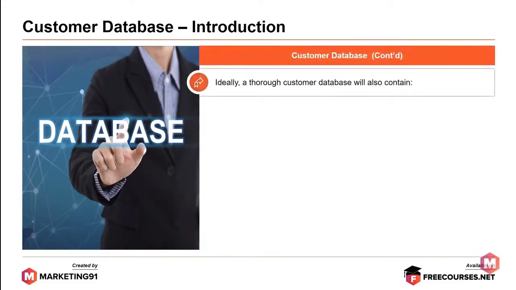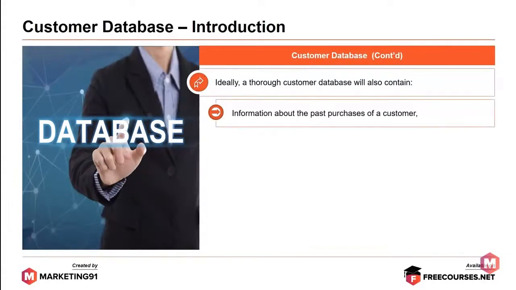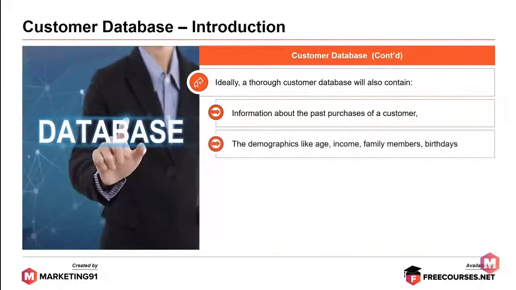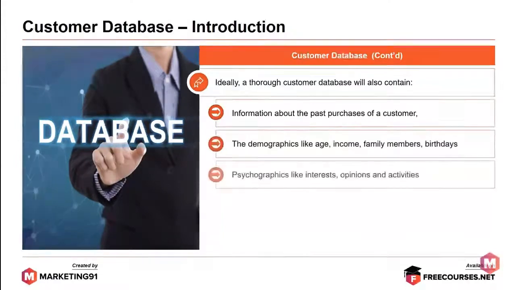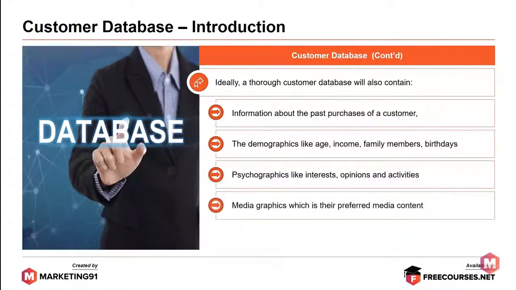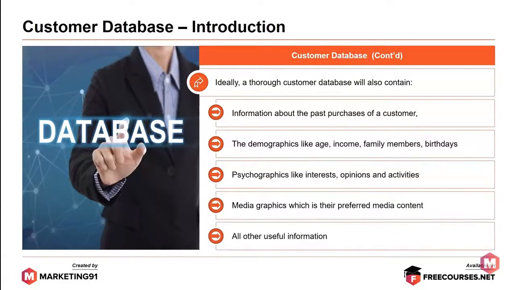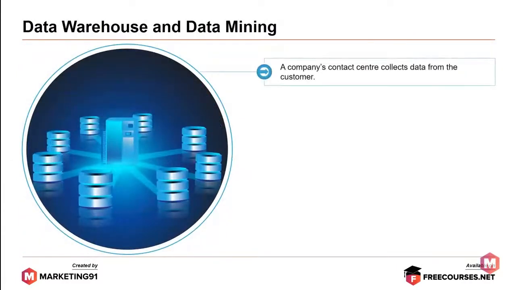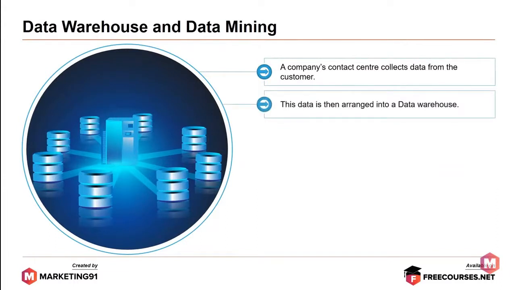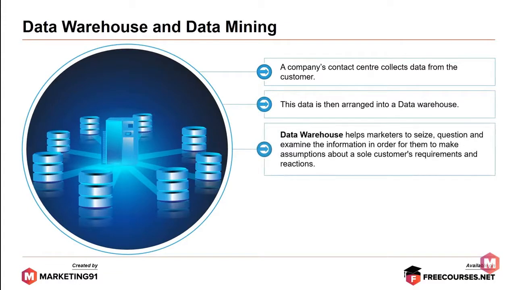Moving on, ideally, a thorough customer database will also contain, first, information about the past purchases of a customer, the demographics like age, income, family members, birthdays, psychographics like interest, opinion, and activities, media graphics, which is your preferred media content, and all other useful information. Moving on to data warehouse and data mining. A company's contact center collects data from the customer. This data is then arranged into a data warehouse. Data warehouse helps marketers to seize, question, and examine the information in order for them to make assumptions about the sole customer's requirements and reactions.